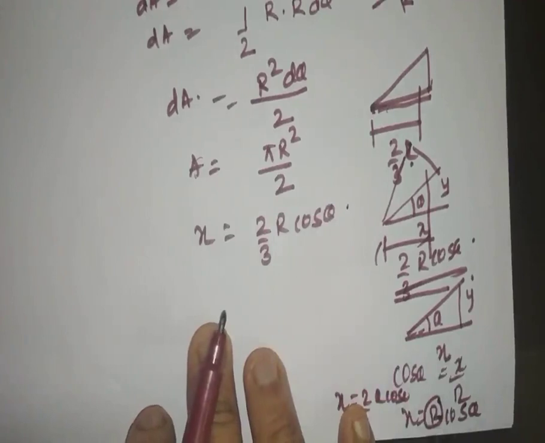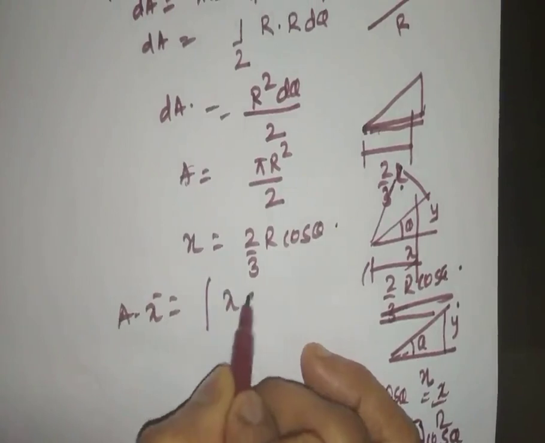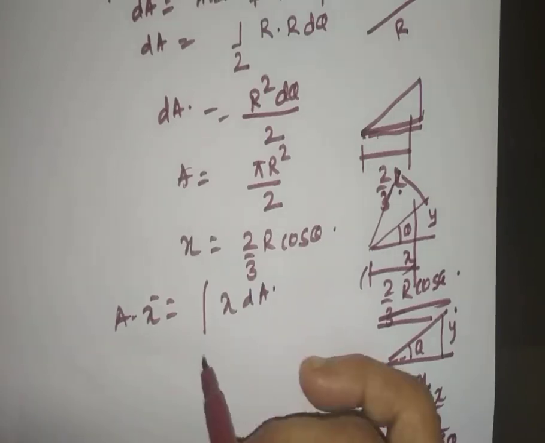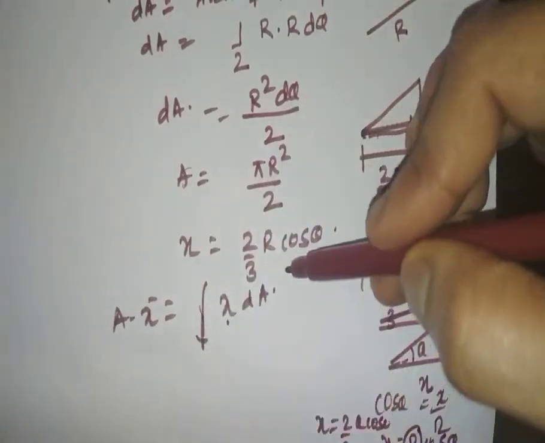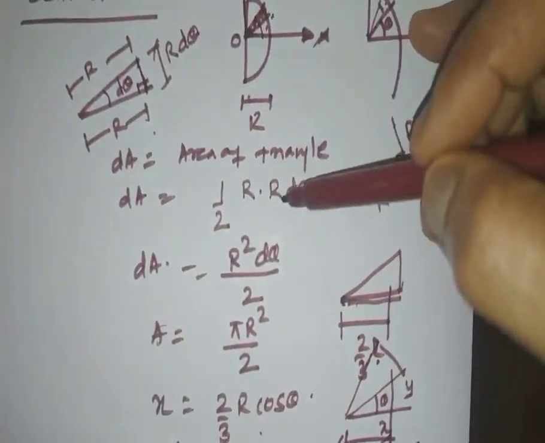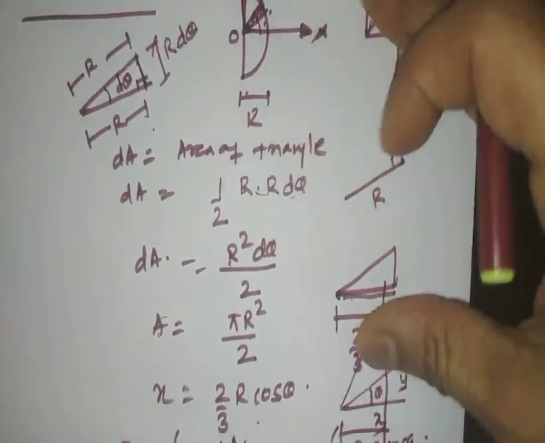Now, as per the first principle, area into x bar is equal to integration x dA. This is the value of the centroid along the x direction. A is nothing but the total area of the section, which is the area of the semicircle. X bar is the centroid distance that we need to calculate. Integration is to be considered with respect to the limits wherein the x varies. And dA is the elemental strip that we are going to consider. That elemental strip is the triangular elemental strip, and its area is half r into r d theta, which is r square by 2 d theta.